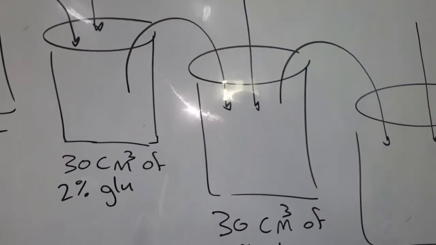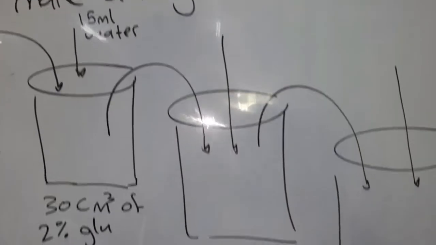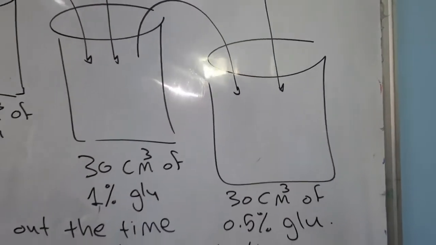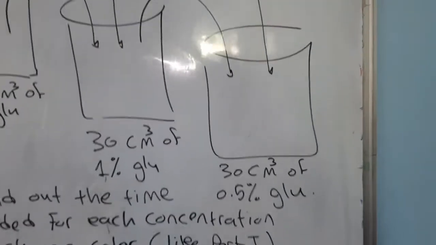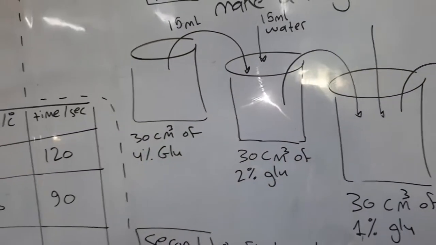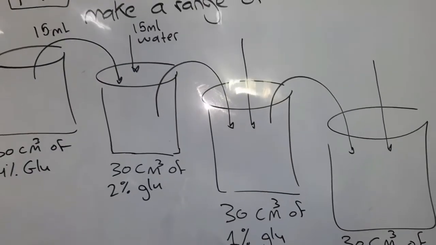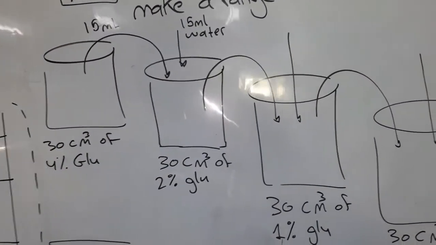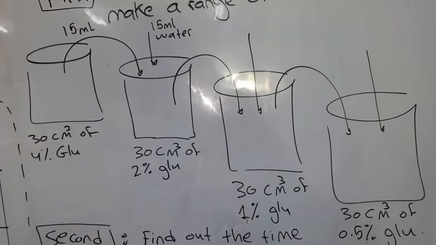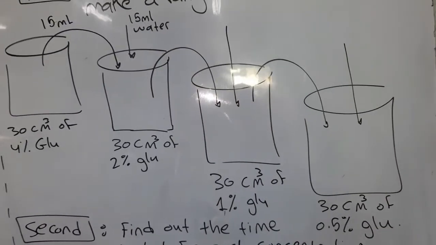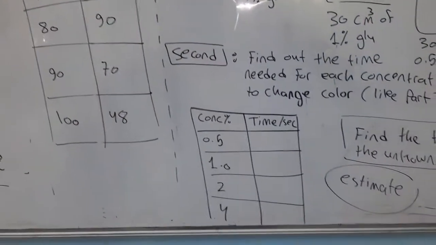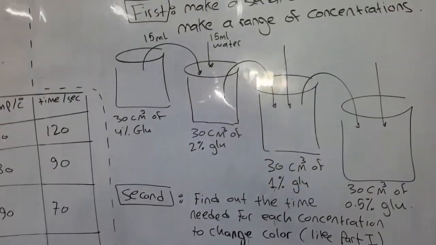Now you can repeat it again. You can take 15, and then you add 15 water, and then you're going to take another 15, and you add another 15 of water to take this concentration. After you make those different concentrations, you need to take a specific volume of each one of those and add Benedict to them and place them in water bath at the same temperature in order to measure the time needed for the color to change. Now, before doing that, let's see how to make the dilution in practice.